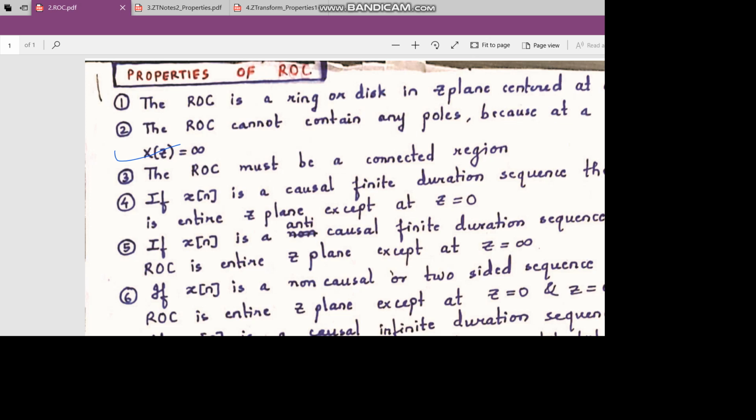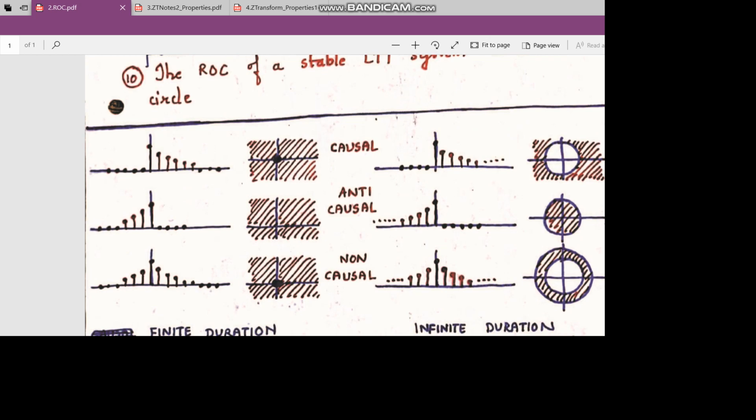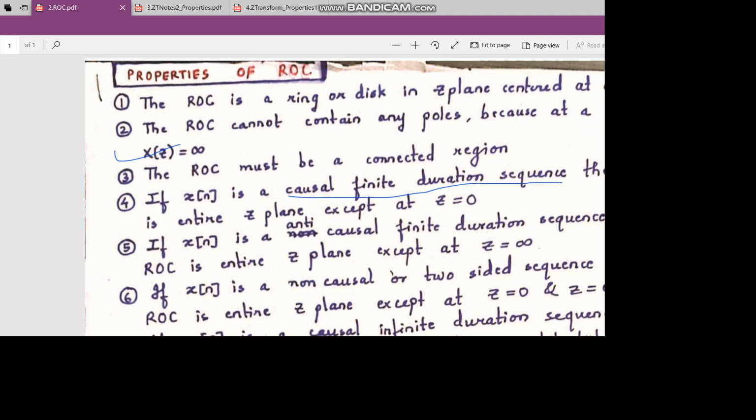Next, with regards to different types of signals, if we are dealing with causal finite duration sequences, that means the sequence exists only for positive values of n. In this diagram, you can see a causal finite duration sequence. The sequence ends over here. So for such a sequence, the ROC is the entire Z plane except at z equal to 0. This is true because we have also seen the numerical on this in the previous lecture.